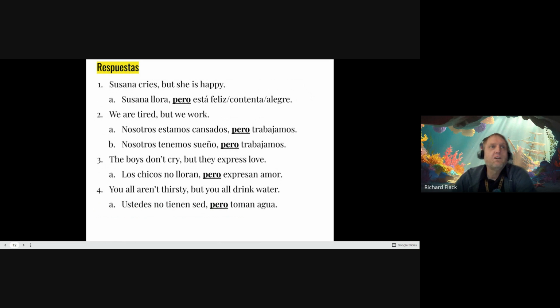We are tired, but we work. Nosotros estamos cansados, pero trabajamos. Or you could have said, nosotros tenemos sueño, pero trabajamos, right? So we have two different ways to say we are tired. We can use the verb estar with the emotion of being tired, or we can use our tener expression, tener sueño.